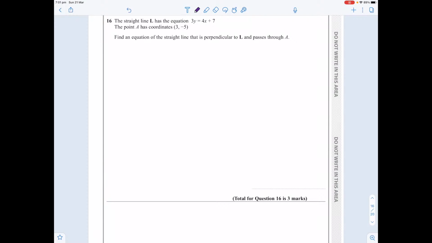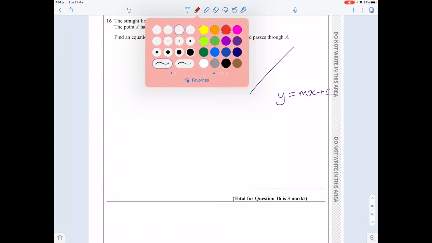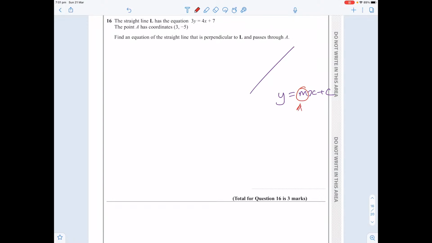So many of you, in case you haven't done topics like this yet, a straight line is this, and the equation of a straight line is y is equal to mx plus c, where the m represents the gradient and the c represents the y-intercept, where it cuts the y-axis. Okay, so we are going to be using this formula, and we are going to apply it to this question.